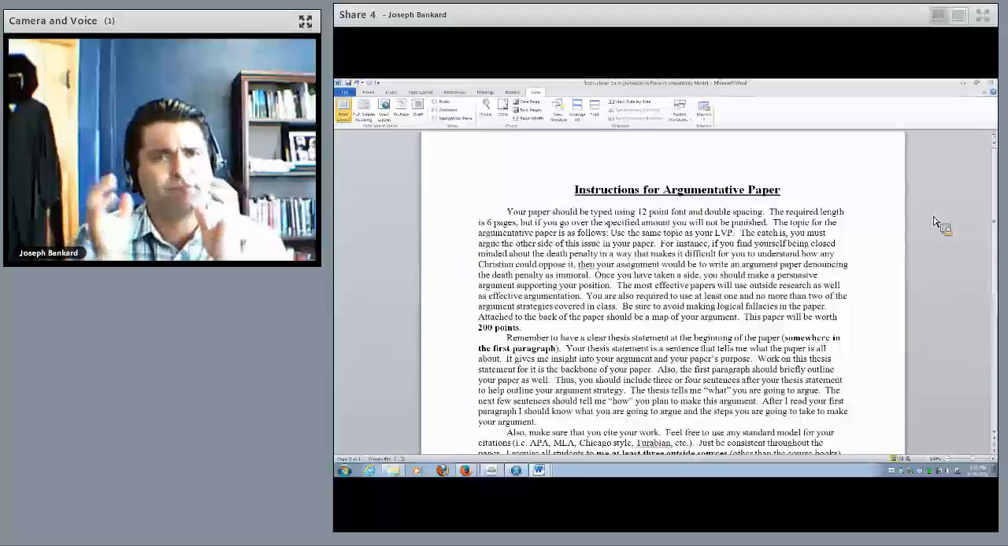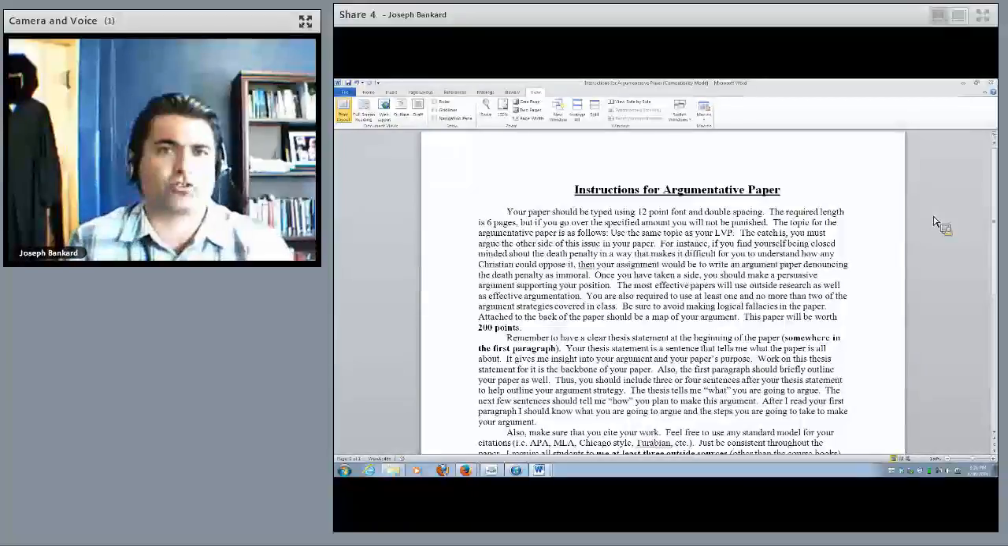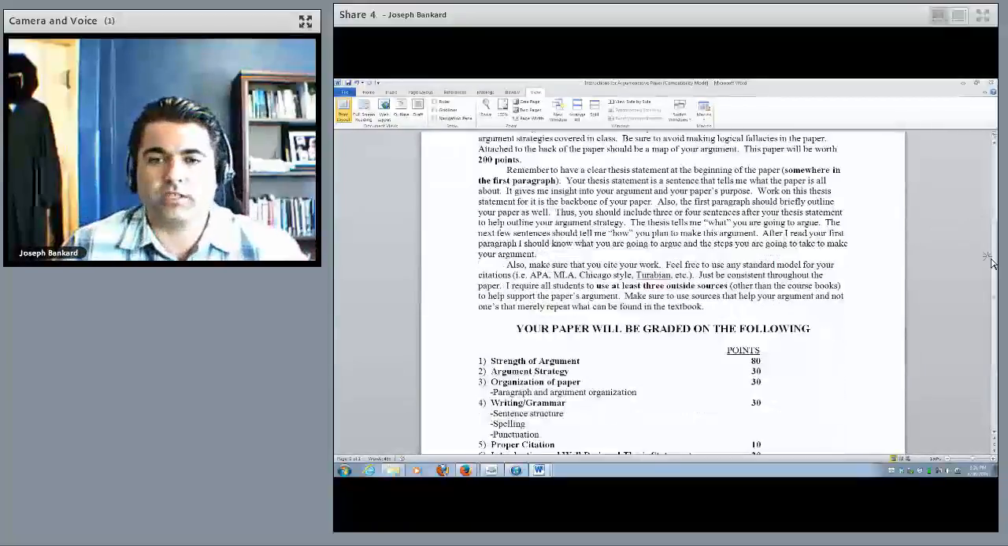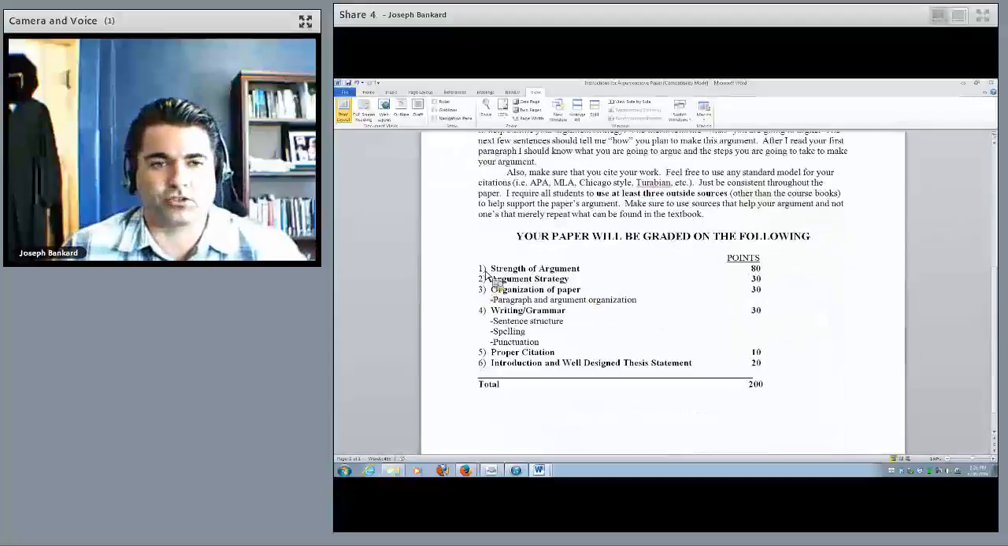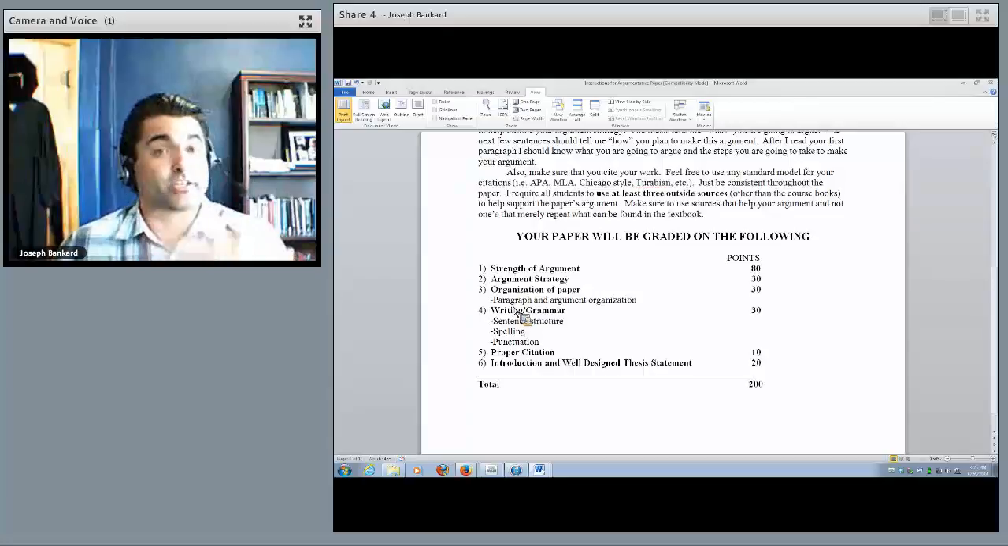So a clean, focused argument strategy and argument. You can see how the points break down. I'm going to grade you: strength of arguments can be worth 80 of the points. The argument strategy, which inductive or deductive strategy you're using, is worth 30. How well is the paper organized? How well does it flow? 30 points. Writing and grammar, make sure it's to the college level, right?